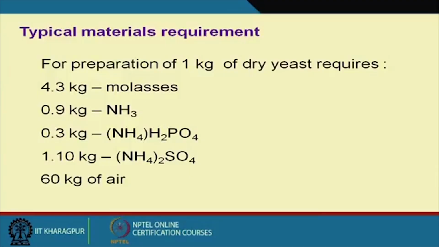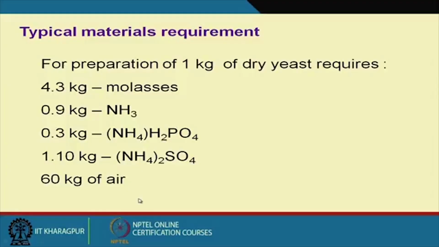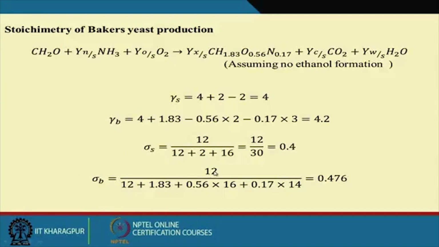Now, you can remember that initially I showed you some stoichiometry of the bioprocess. I want to show you how, from the stoichiometry, we can analyze the molasses requirement for baker's yeast production and whether we can correlate it with this stoichiometry. You can remember the stoichiometry is like this. This is 1 gram atom of carbohydrate. The name carbohydrate signifies that carbon and water should be present there.